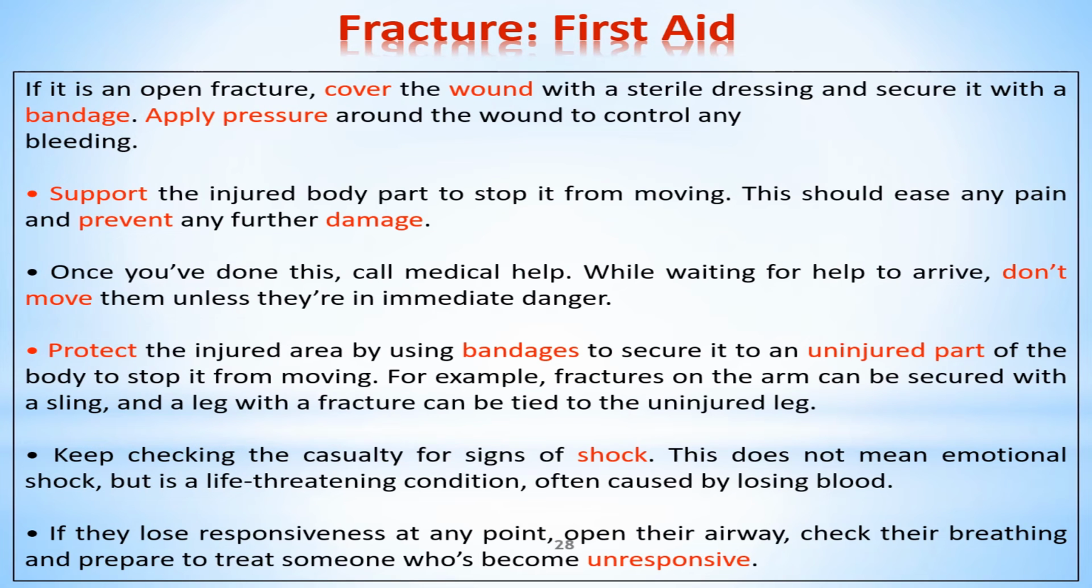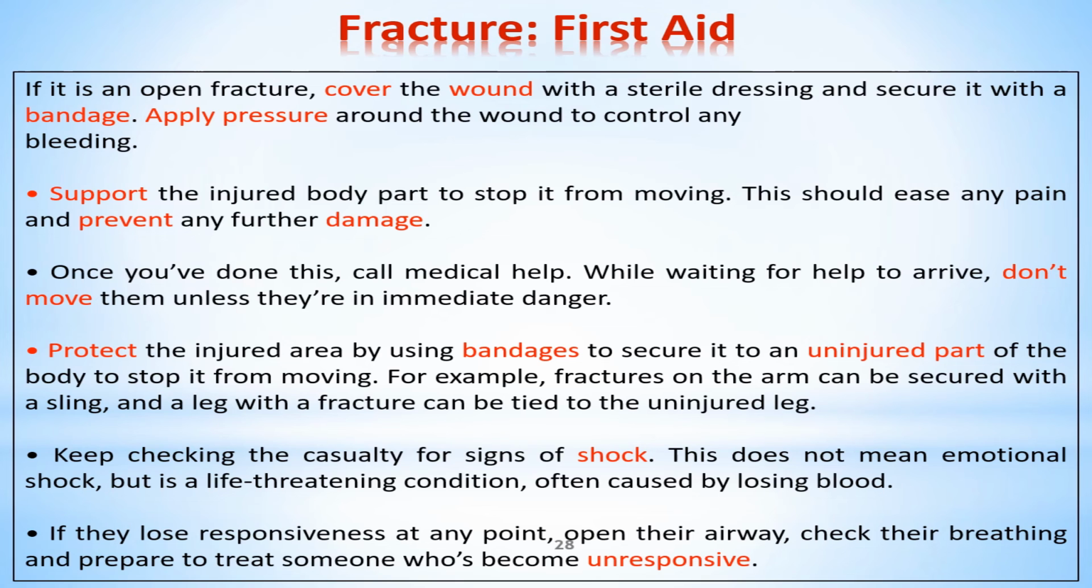Fracture first aid. If it is an open fracture, cover the wound with a sterile dressing and secure it with a bandage. Apply pressure around the wound to control any bleeding. A. Support the injured body part to stop it from moving. This should ease any pain and prevent any further damage. B. Once you've done this, call medical help. While waiting for help to arrive, don't move them unless they're in immediate danger.